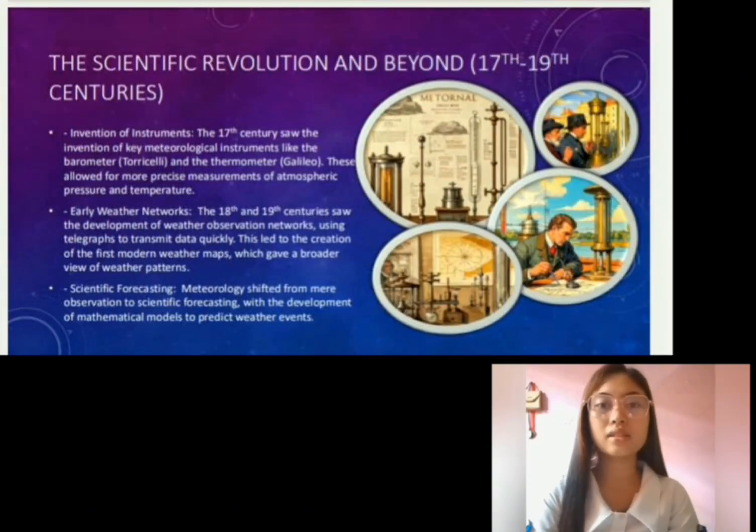Early forecasting techniques: early attempts at weather forecasting relied on analyzing synoptic weather maps and identifying patterns. This laid the foundation for modern weather prediction. The role of railways: the expanding railway network facilitated the rapid dissemination of weather information, improving the accuracy and timeliness of forecasts.